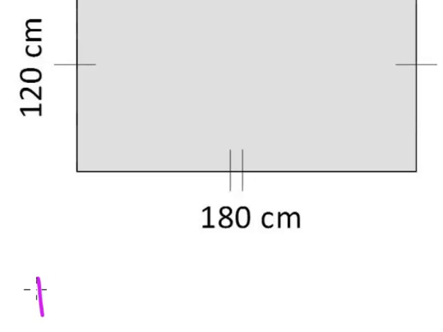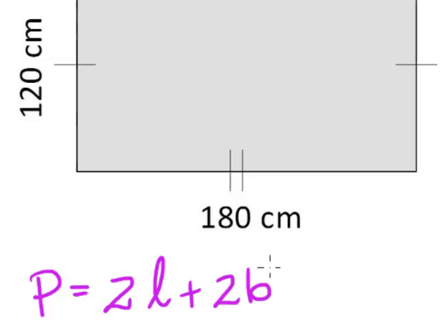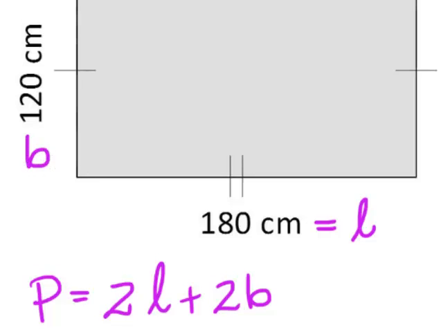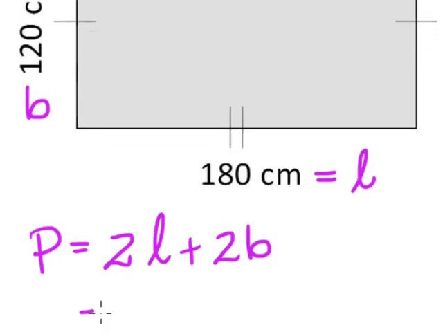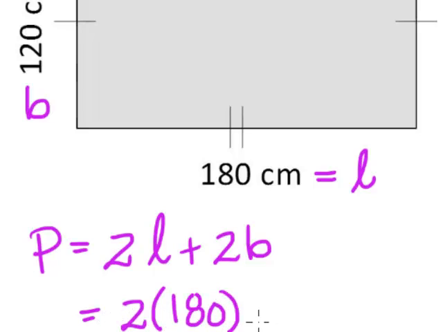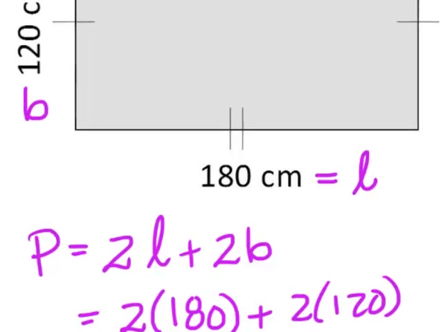So our perimeter, let's start with our formula. It's 2 lengths plus 2 breadths. Remember, as I said, you will actually be given the formula. So if we have a look at these, this is going to be our length, and this one over here is going to be our breadth. Okay, so let's substitute those in. So it's going to be 2 times 180 plus 2 times 120.